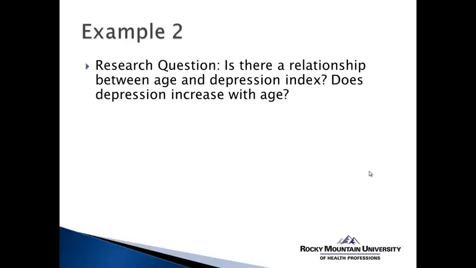Now let's go through another example. Is there a relationship between age and depression index? Or in other words, does depression increase with age? Now again, relationship is the term here. So again, we're thinking correlational. But compared to the previous example, example 1, we had a categorical outcome, so we can't use the Pearson correlation in that situation because the assumption is that we have a numeric outcome. But we're still asking a correlational research question.